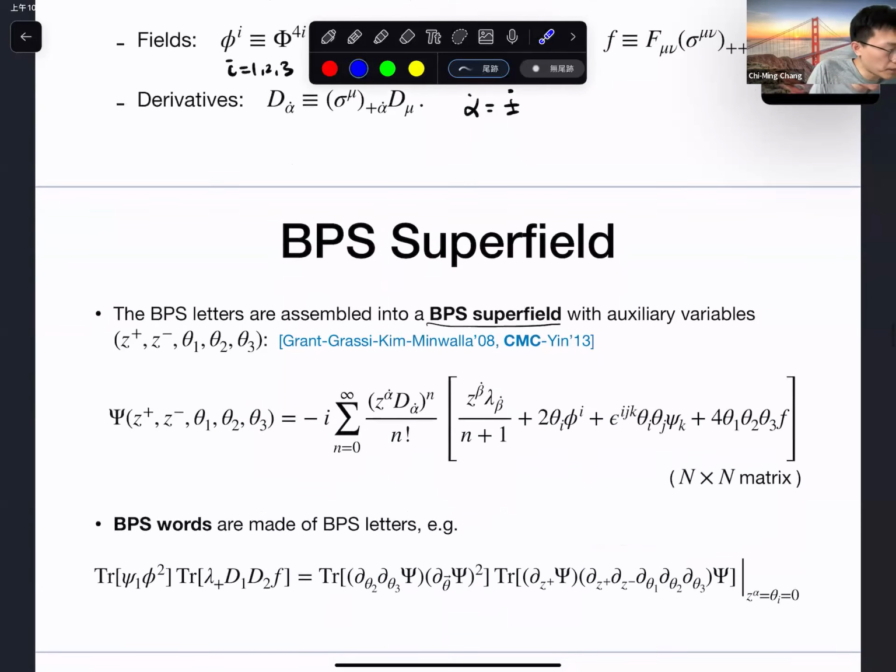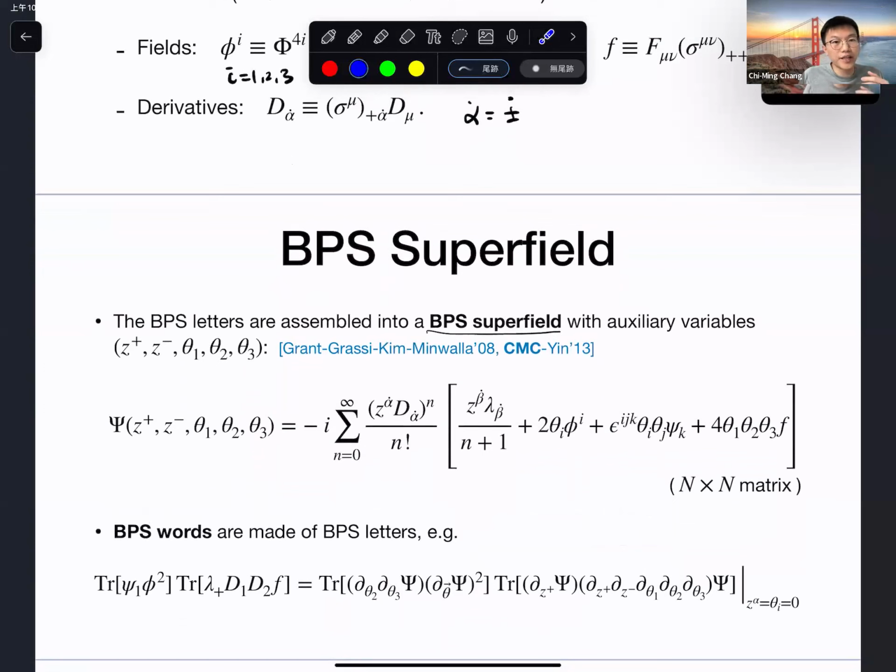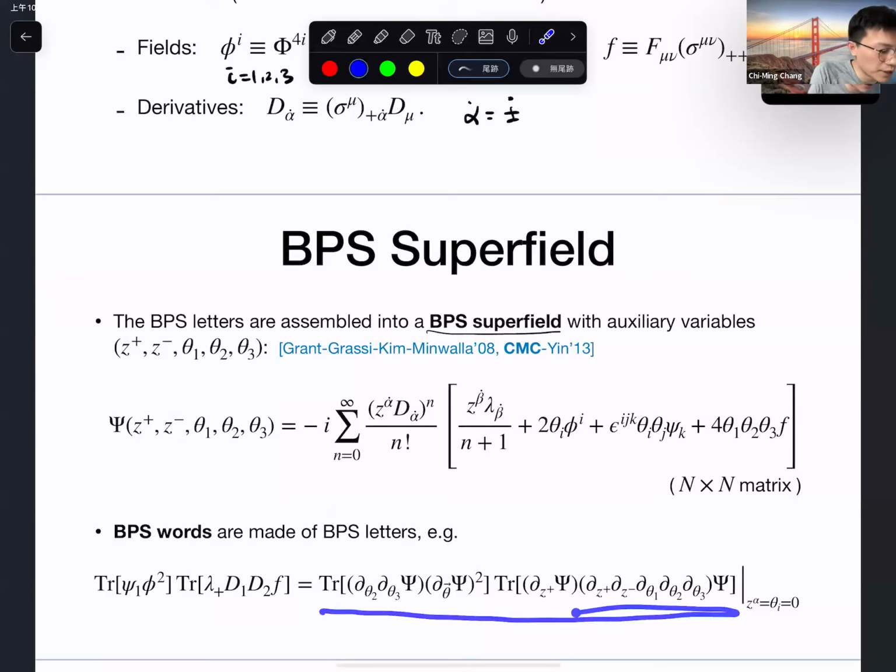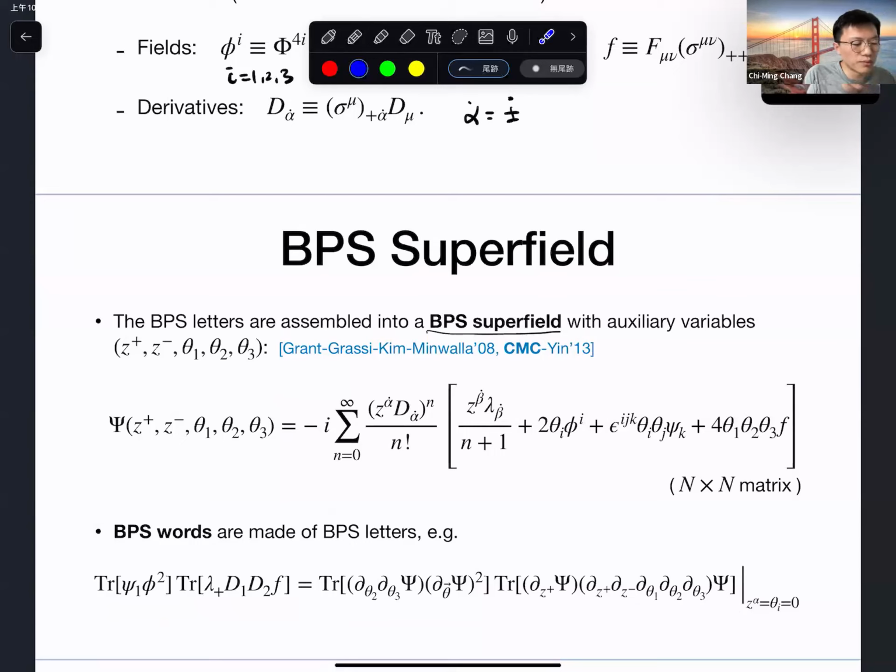And now, as I said, we want to consider gauge invariant combinations of these BPS letters. In particular, we will consider multi-trace expressions of these BPS letters. And then we have basically two ways of writing this gauge invariant combination. If we use the BPS letters themselves, we have, for example, this expression. We can also write them as the BPS superfield, so taking z and theta derivatives would pick up some components in this expansion. And finally, we would take both z and theta equal to 0.